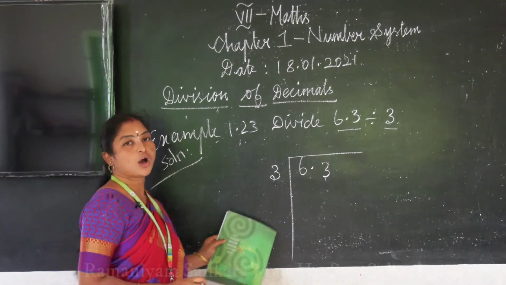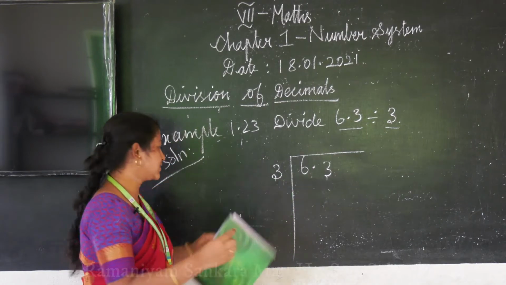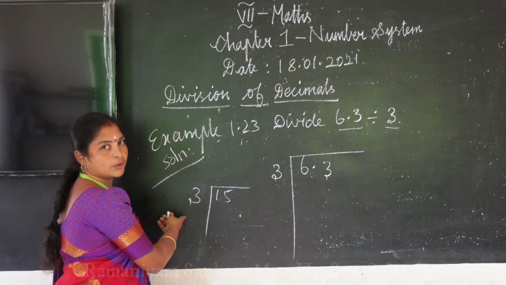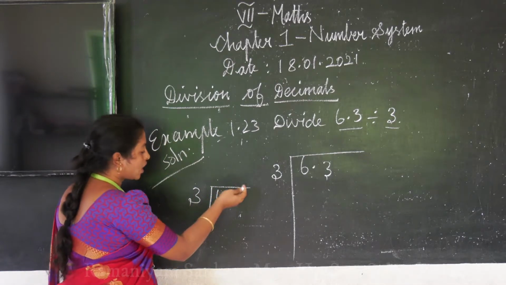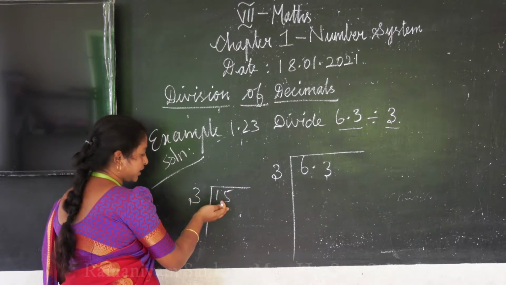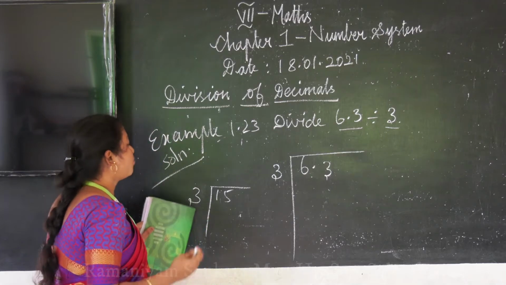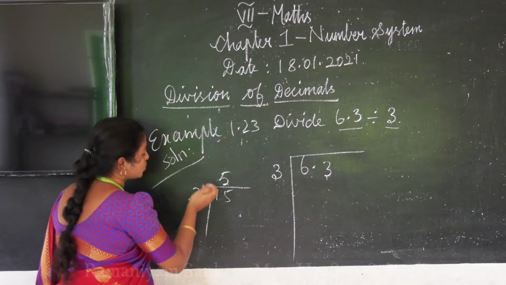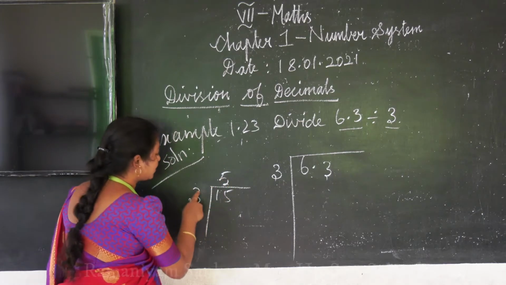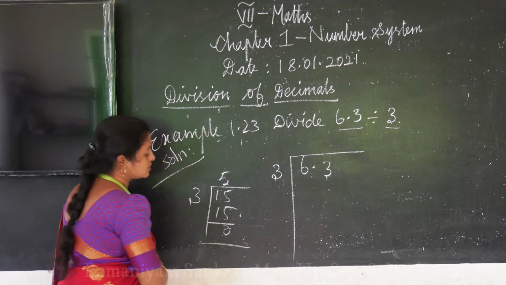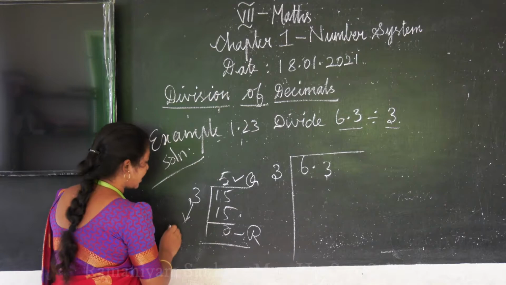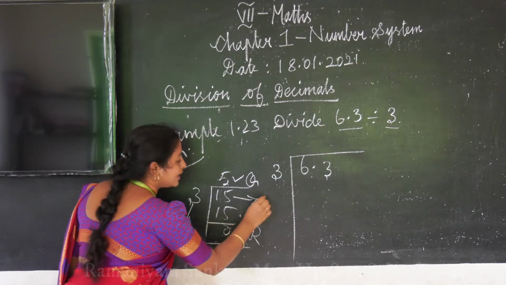Already you know how to divide a whole number. For example, 15 is a whole number, 3 is a whole number. So how do you divide this? How many times 3 are there in 15? Yes, you have to say the 3 table. 5 3s are 15, so 3 is 5 times in 15. 5 3s are 15, remainder is 0. This is quotient, this is remainder, this is divisor, this is dividend.